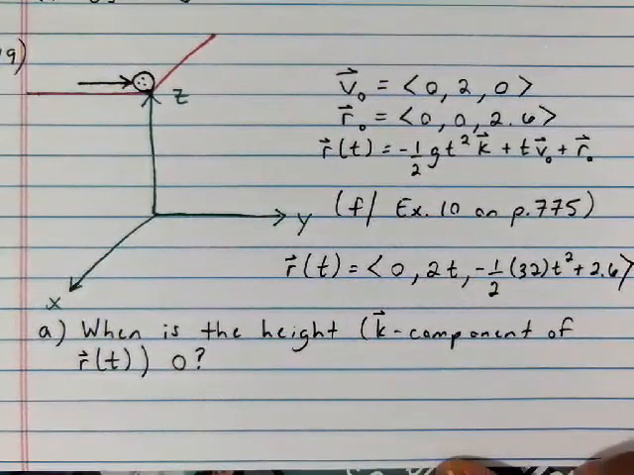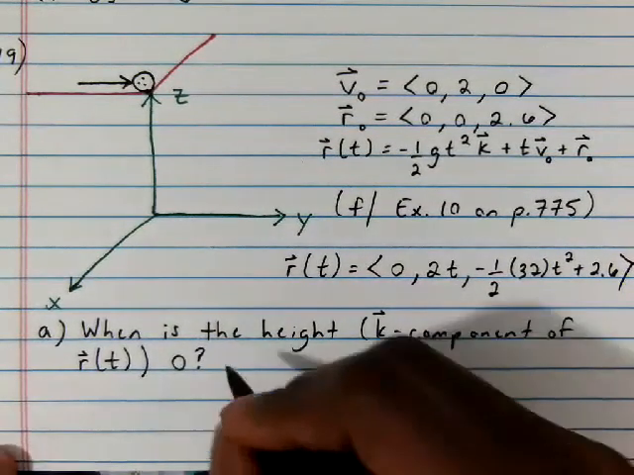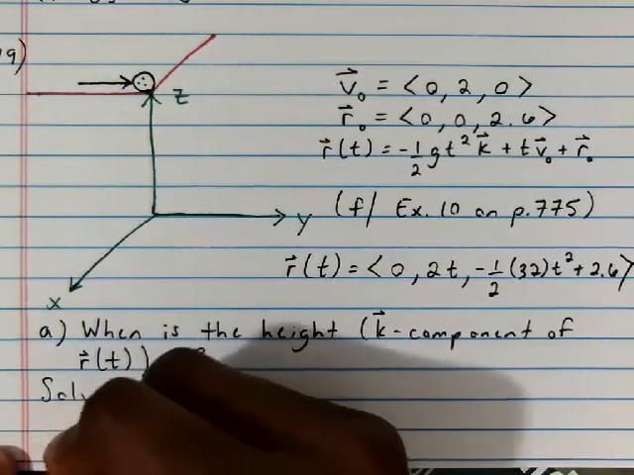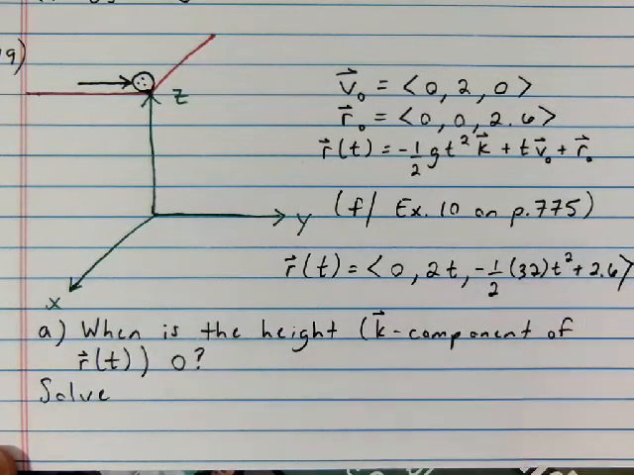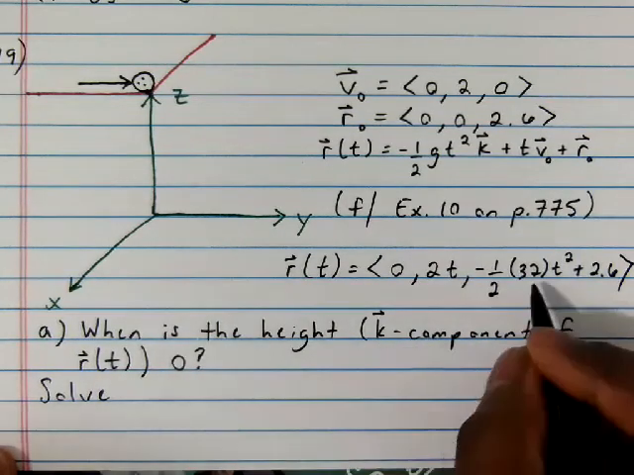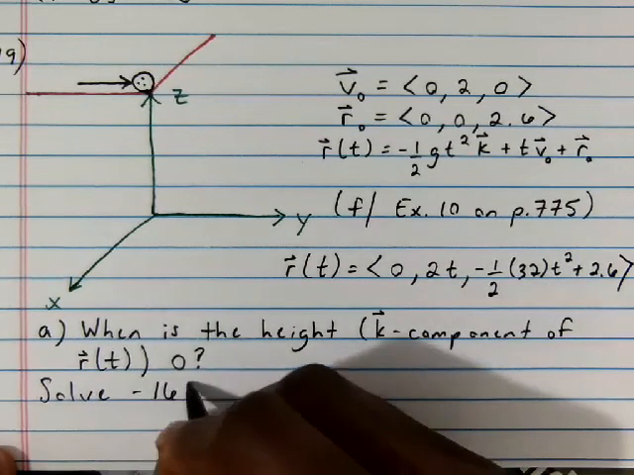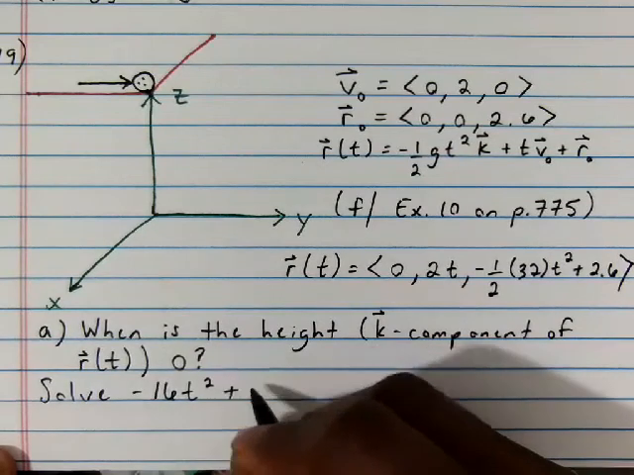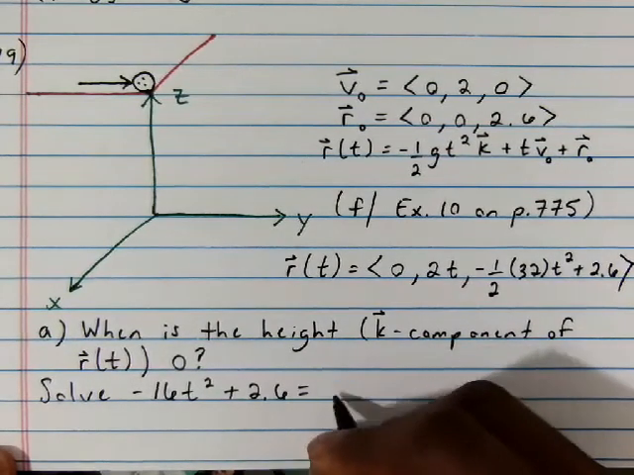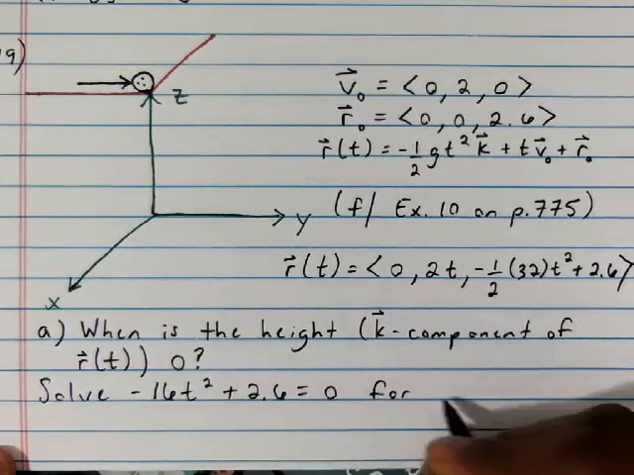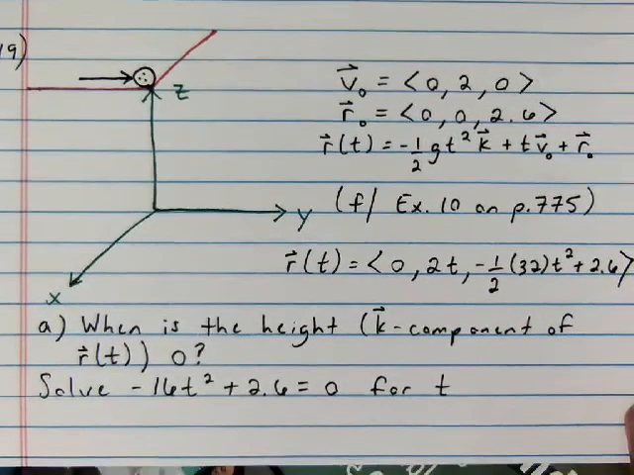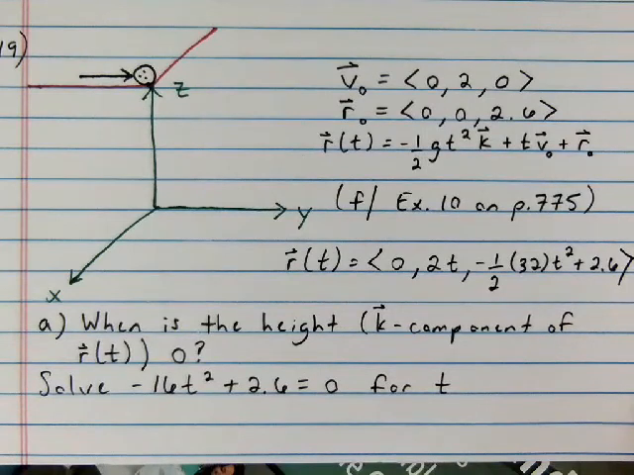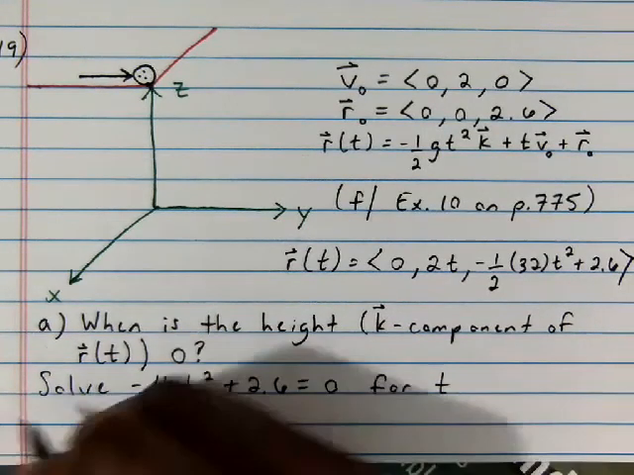So in order to answer that, we're just going to solve. We're going to take our k component, which we have here, set it equal to 0, and solve for t because it asks us when. So solve -16t squared plus 2.6 equals 0 for t. And for the sake of time, I'm not going to do this because I'm running out of time. So you would solve this for t.